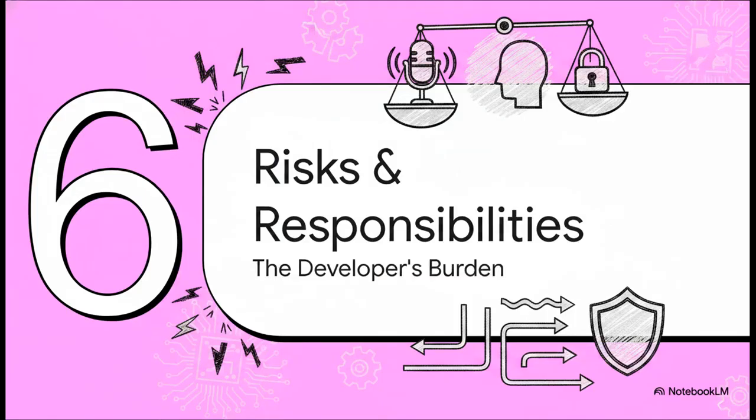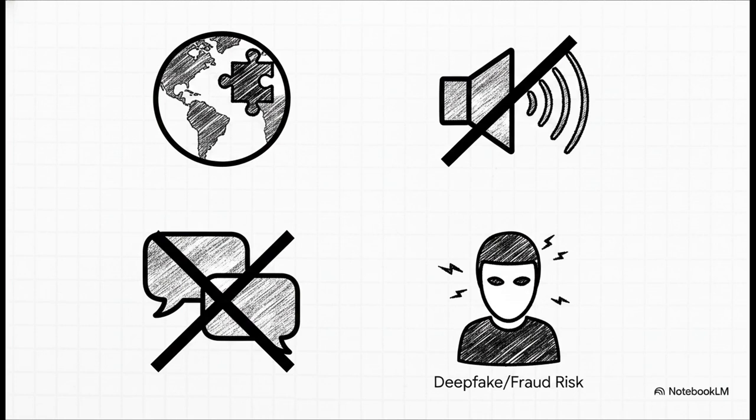Section 6. Risks and responsible use. The developer's burden. Okay, before you rush off to implement this in production, we definitely need to talk about the boundaries. Technically speaking, it currently only supports English and Chinese reliably. It doesn't handle background noise or music, and it can't currently generate overlapping speech, like where two people are talking over each other at exactly the same time. But far more importantly, the extreme realism of this 90-minute conversational audio creates a severe, very real risk for misuse in deepfakes, fraud, and disinformation campaigns.